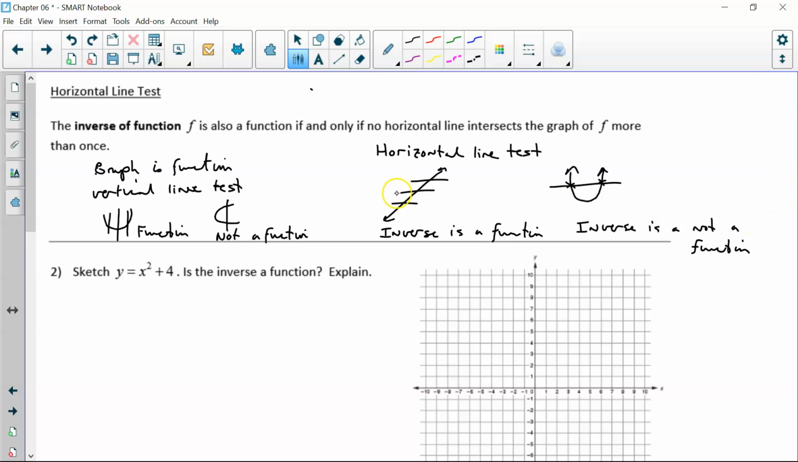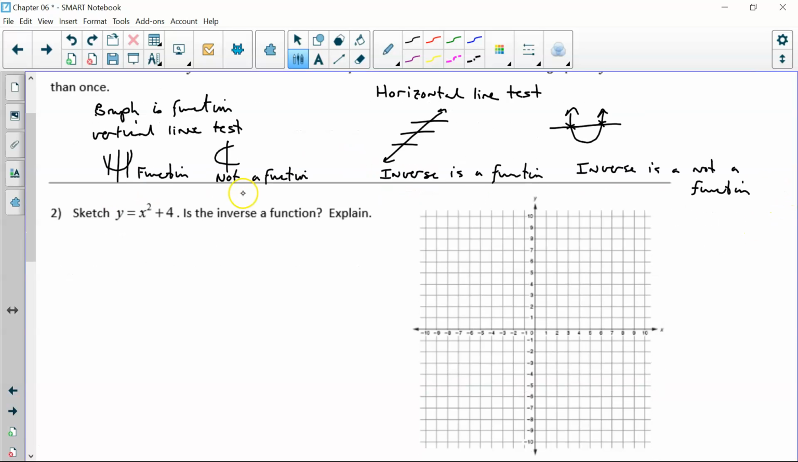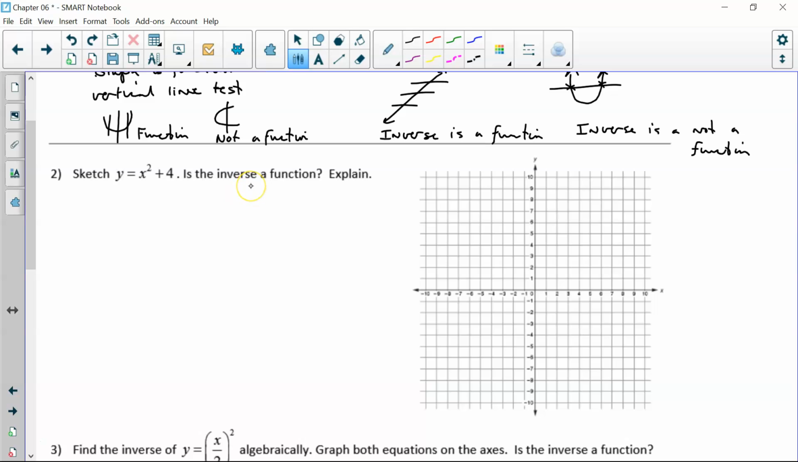So what we're going to do is we're going to sketch y equals x squared plus 4. So the vertex is at 0, 4, and a is 1. So all we have to do is go over from 0, 4, and a is 1.